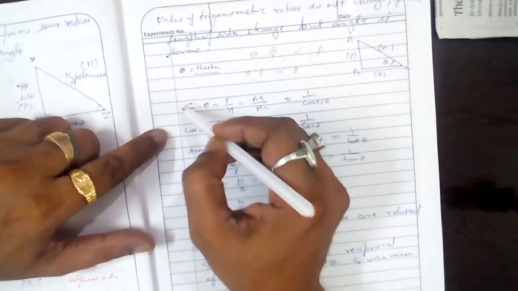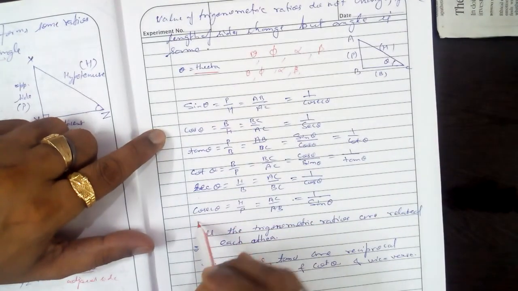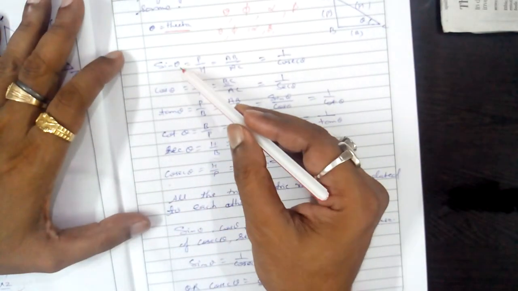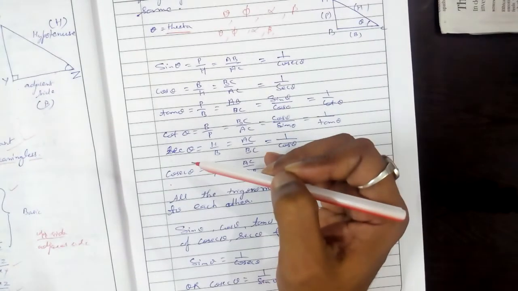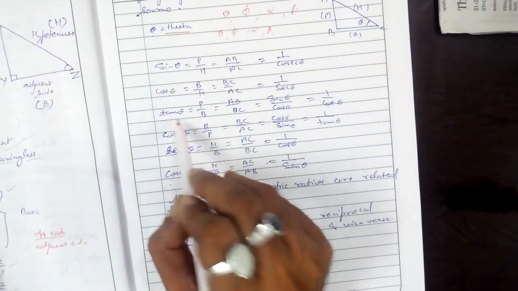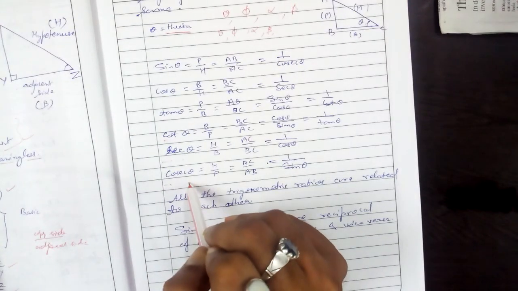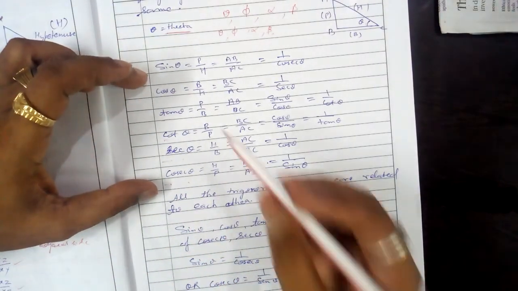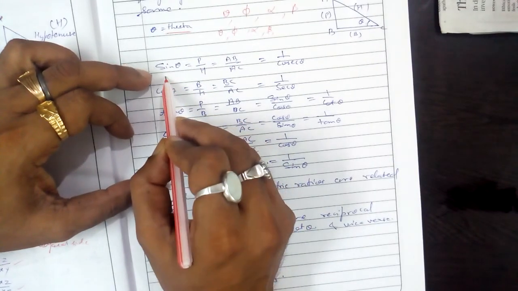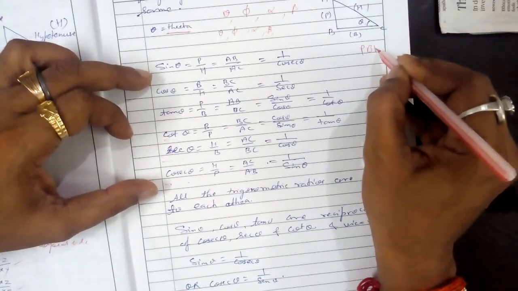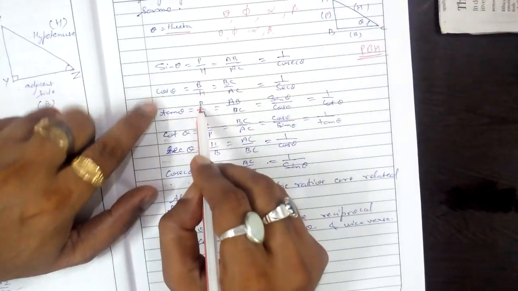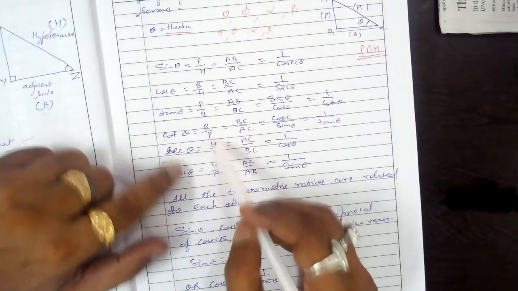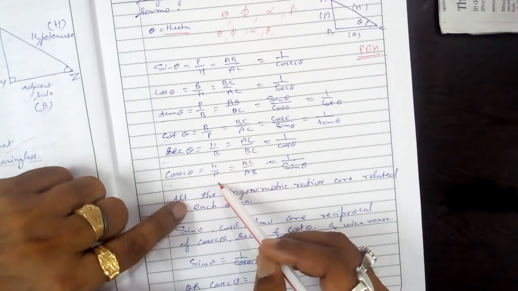First of all, very basic thing: sine, cos, tan, cot, sec, cosec. This is an important formula. You write and learn it. I have told you the full forms: sine, cosine, tangent, cotangent, secant and cosecant. You will read only this. These are in the form of PBH. I am writing here PBH. Very important: P upon H, B upon H, P upon B, B upon P, H upon B, H upon P. It is very simple.